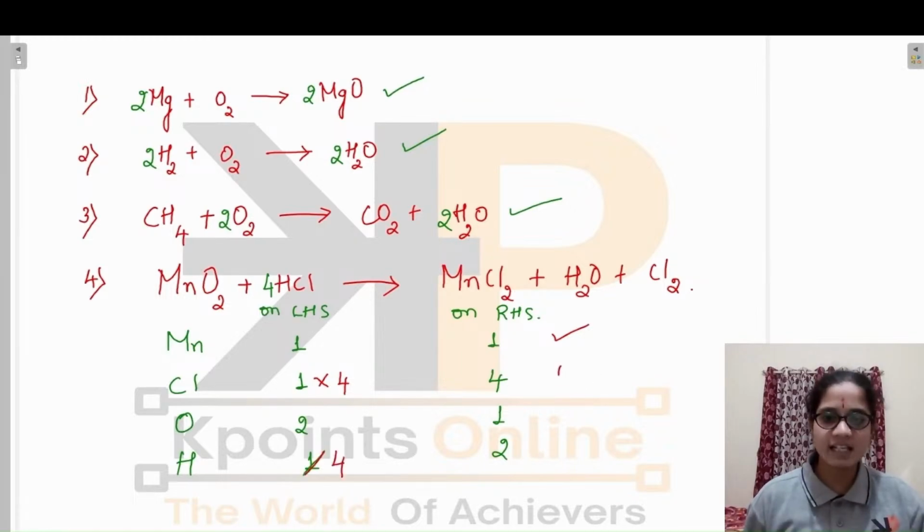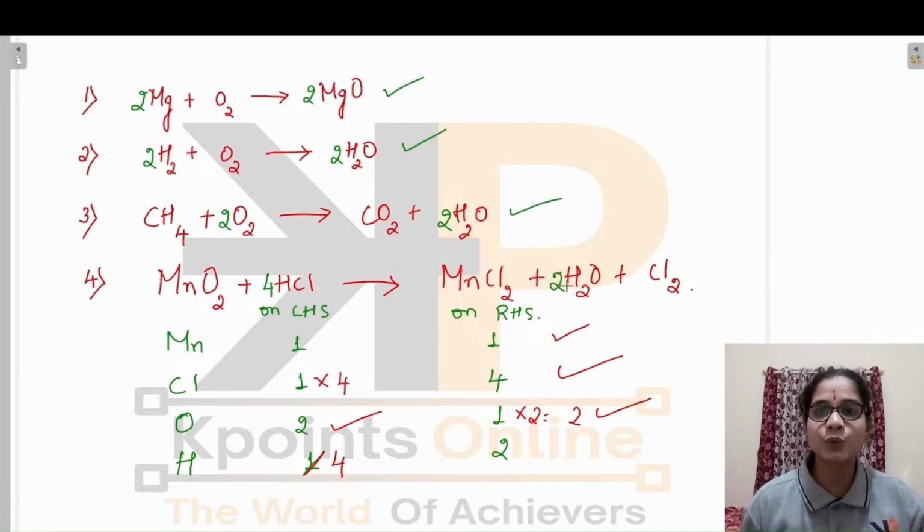Okay, then these are balanced. What about oxygen and hydrogen? They are still not balanced. So let me balance the oxygen atoms. In order to make it 2, I will write the coefficient 2 here. See the number of oxygen atoms on both sides of the equation. Here there are 2. Here also there are 2. Now this is also 2, this is also 2. Both are balanced. On writing the coefficient 2 here, I will get the number of hydrogen atoms as 4 here. So all the atoms are balanced in this equation.